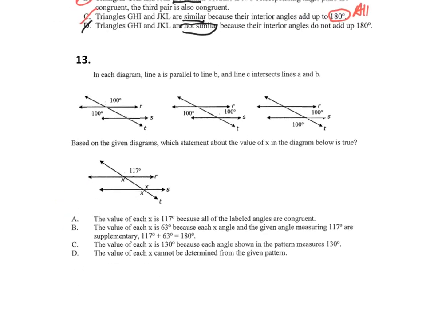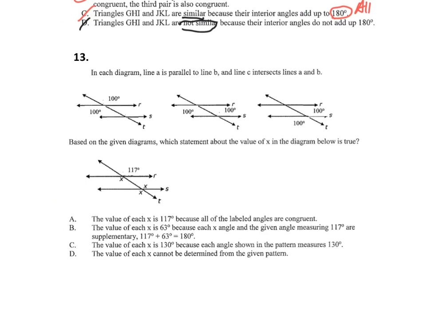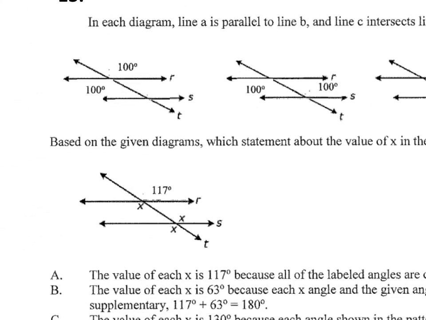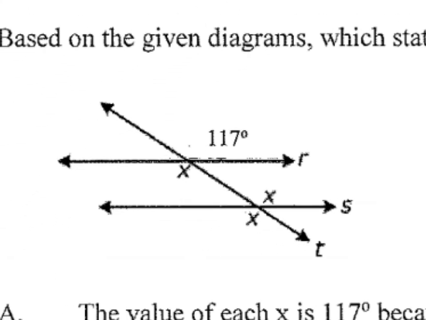Taking a look at number 13. This one's way more complicated looking than it really is. In each diagram, line A is parallel to line B, and line C intersects line A and B. Based on the given diagrams, which statement about the value of x in the diagram below is true? You can use these diagrams to help you out if you'd like, but at this point, we ought to be pretty familiar with this. All of our vertical angles that are directly across from each other are the same, meaning all of these x's are 117.